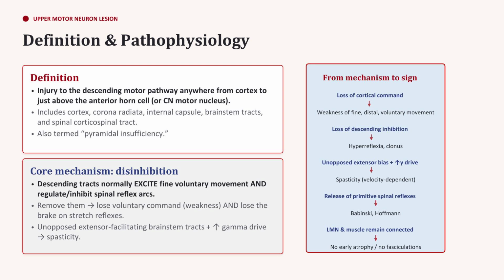Meanwhile, the extensor facilitating brainstem tracts, no longer balanced by cortical influence, dominate and gamma motor neuron drive to the spindles rises. The result is spasticity, a velocity-dependent increase in tone. Follow the chain on the right. Each mechanistic step maps to a physical sign. And note the final line, the one that separates UMN from LMN. Because the lower motor neuron and its muscle are still connected, there is no early atrophy and no fasciculation. Learn the syndrome this way, and you will never again have to rote memorize the sign list. You will regenerate it from first principles.